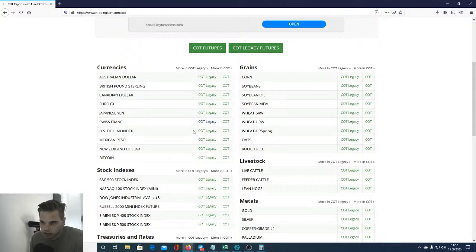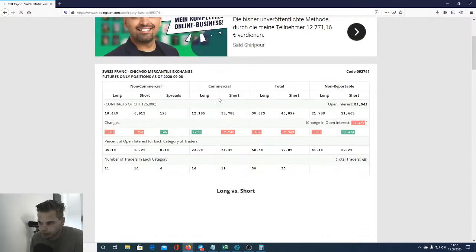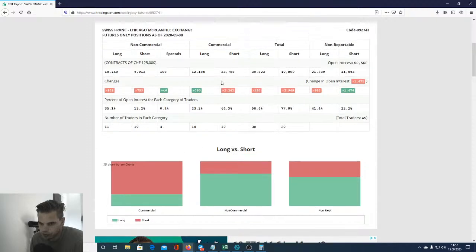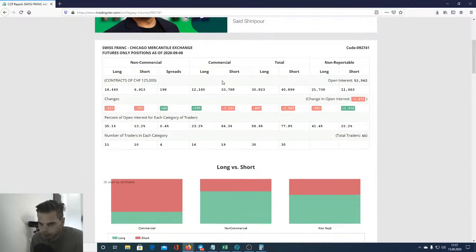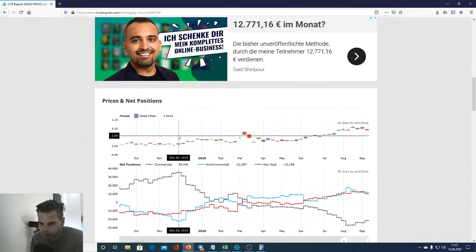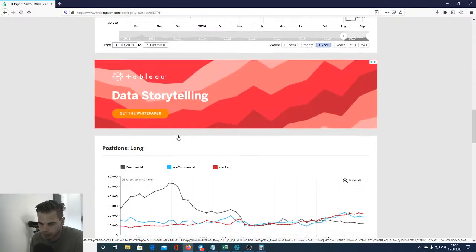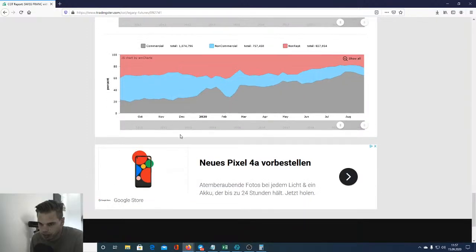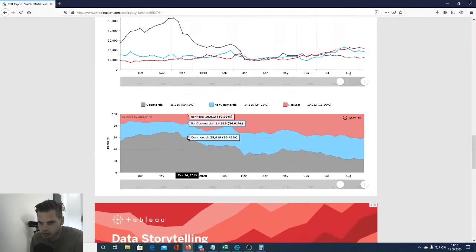For example, Swiss franc. Oh look, this is something that is very mixed. Look, got those who hedge and those who speculate. It's not the best circumstances, but let's see.